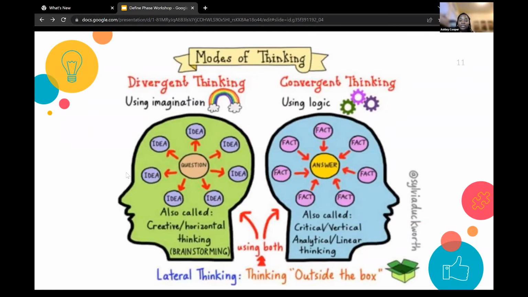Convergent thinking is using your logic, and that's gathering all the facts that you've either used in your research or from other sources and bringing them together to find a solution. And that's another word for critical, vertical, analytical, or linear thinking. And using both of these modes of thinking is what you're going to be using in UX. It's called lateral thinking, and that's thinking outside of the box.